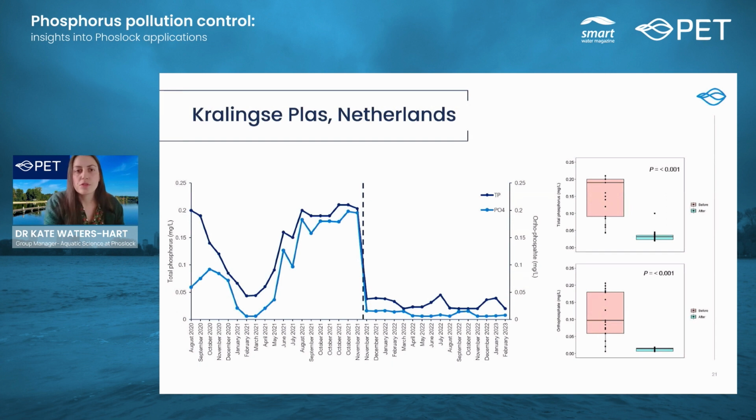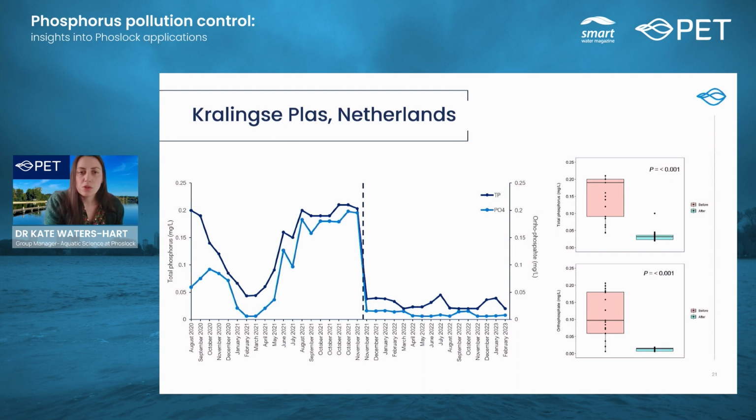So these are results. Here we have a plot of total phosphorus and orthophosphate, and the dark blue vertical line, sorry, is showing you where Phoslock was applied. We're looking at 18 months pre- and 18 months post-treatment. And we can see that the concentrations of both total phosphorus and orthophosphate significantly declined as a result of the Phoslock treatment.